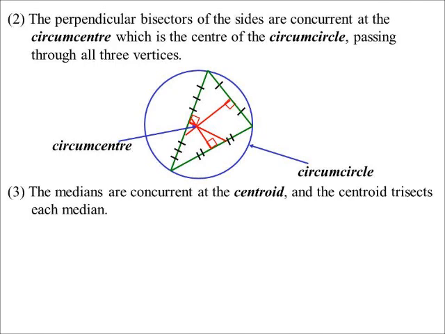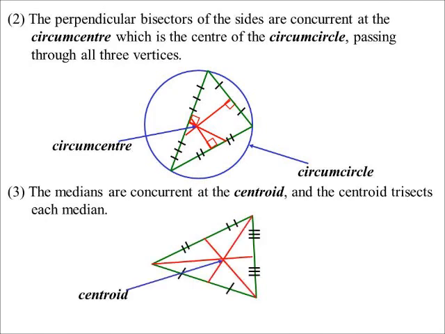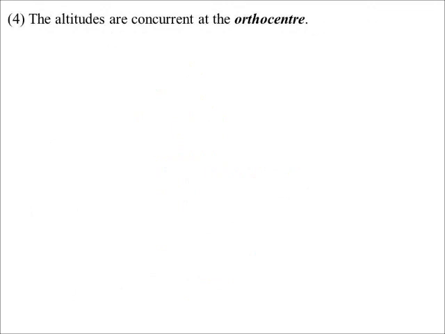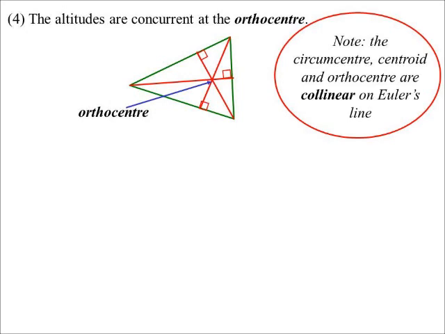Now, the centroid. So let's draw that one up. That's the one with the medians. So the medians is where the vertex is joined up to the midpoint. They're also concurrent. The nice one about the centroid is it breaks the median up in the ratio 1 to 2. So it trisects it. So one part will be 2, one part will be 1. And the altitudes, or perpendicular heights, they are also concurrent at what we call the orthocentre.